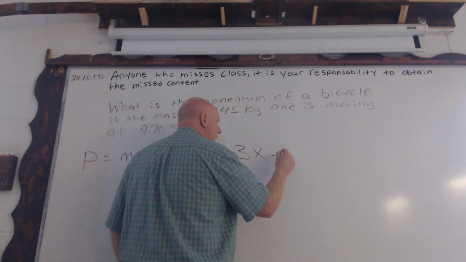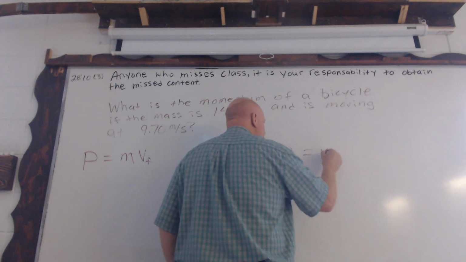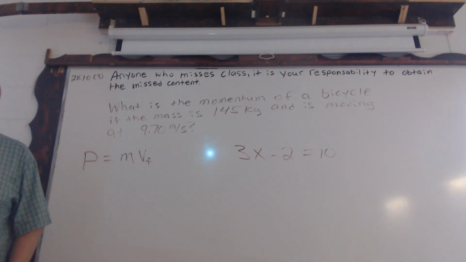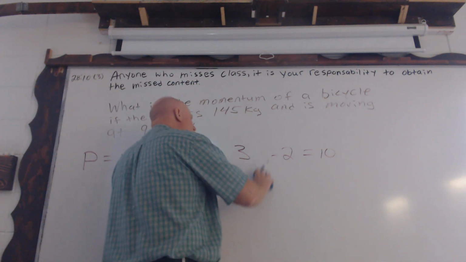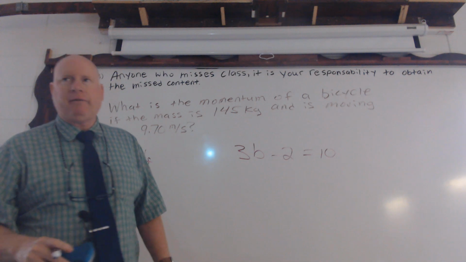maybe you have 3x minus 2 equals 10. Okay? Maybe it doesn't have x. You could have 3b minus 2 equals 10. You could have 3y.